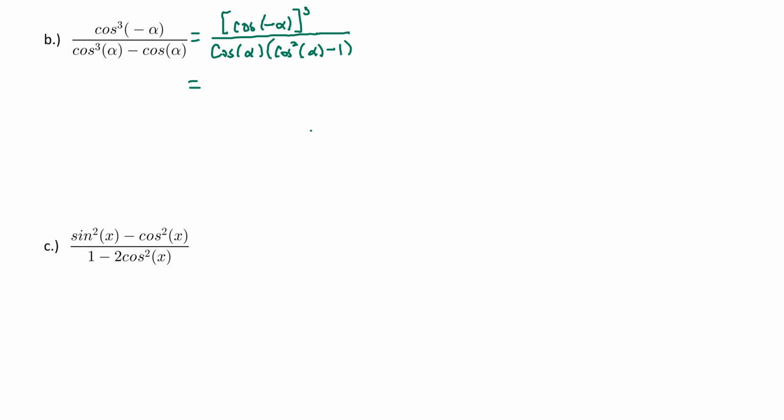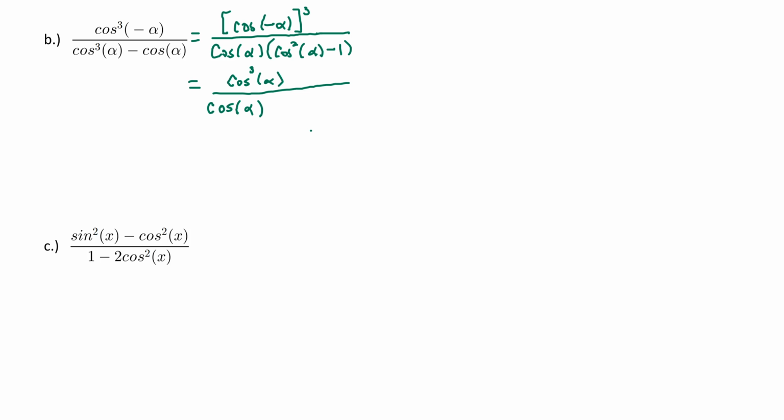Now, looking again at the numerator inside brackets, we know that cosine is an even function. Therefore, cosine of negative alpha is equal to positive cosine of alpha. Now, that function is cubed, so let's go ahead and rewrite it in the condensed form, cosine cubed of alpha. That potentially is going to simplify or cancel with the cosine of alpha we have here in the denominator.